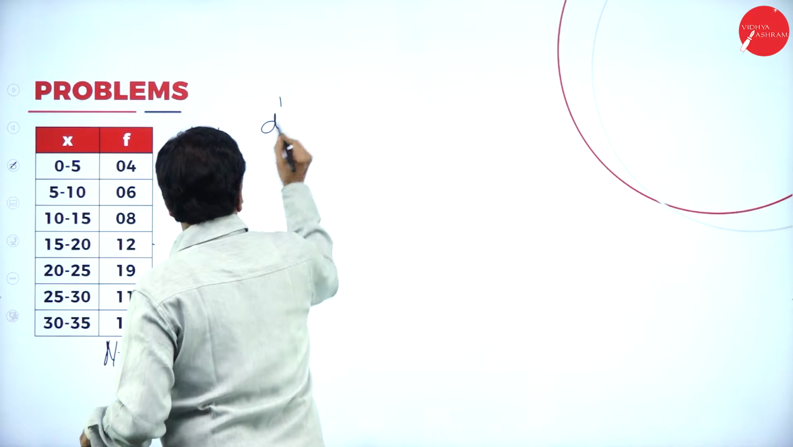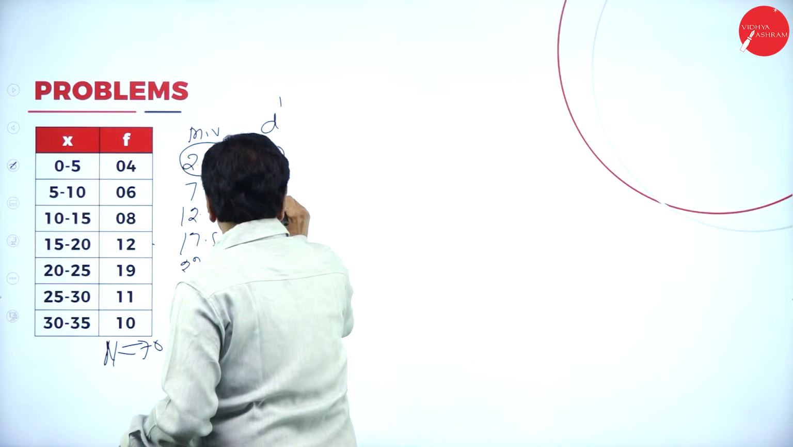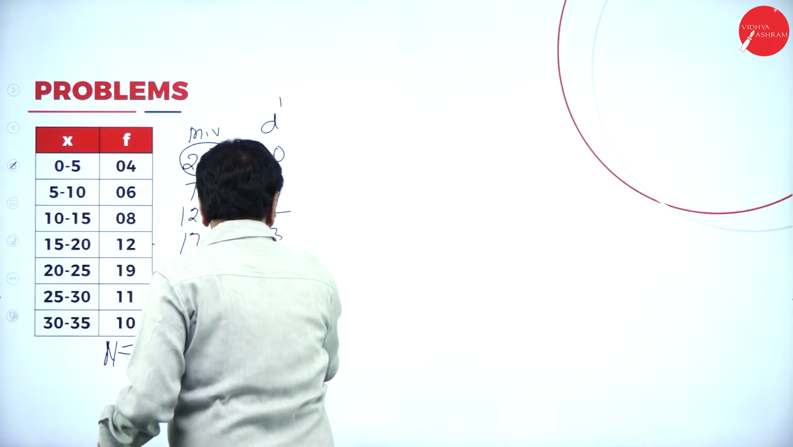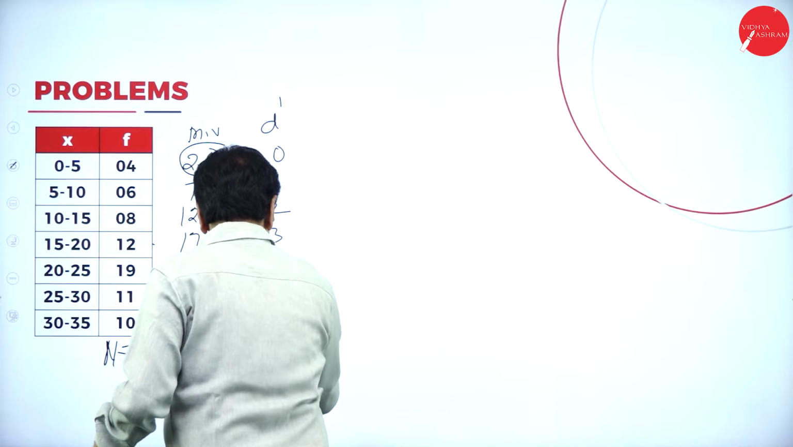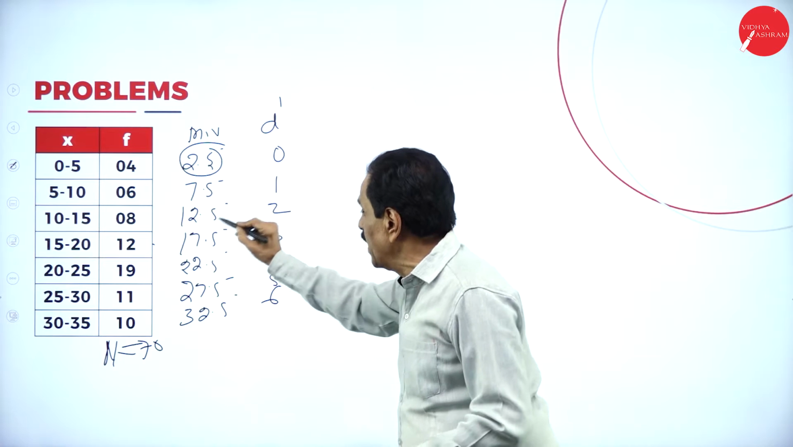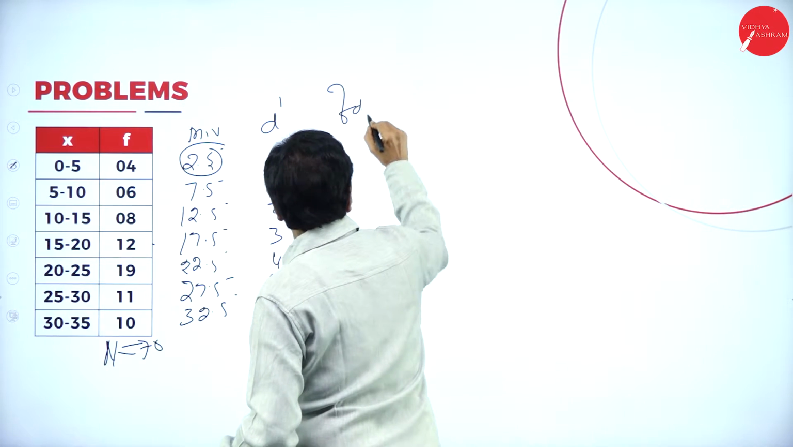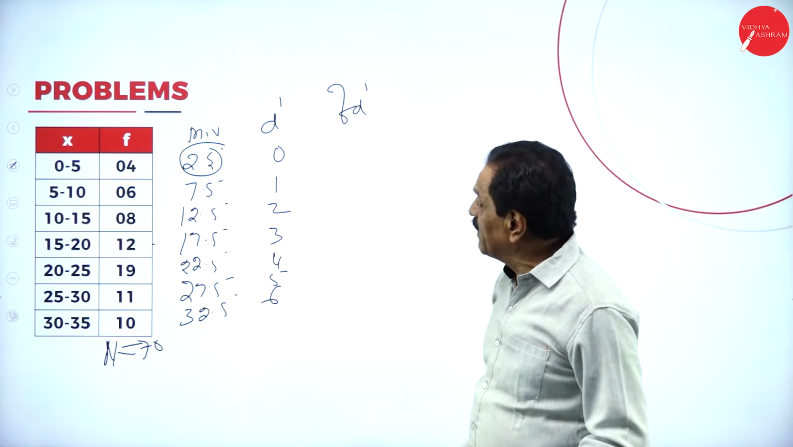d'. For the first number, you take 0. Then 0, 1, 2, 3, 4, 5, 6. I took the first number as assumed 0, and increased by 1, 2, 3, 4, 5, 6. What is the next step? ft', that is d' multiplied by frequency.